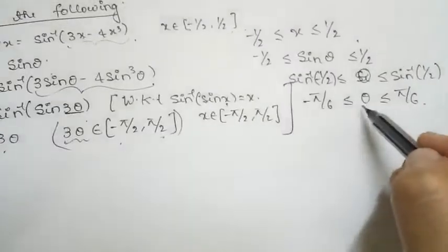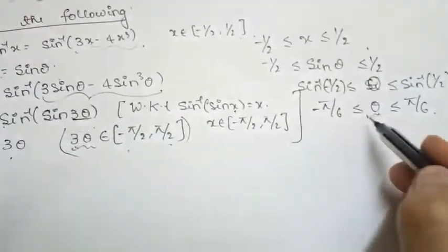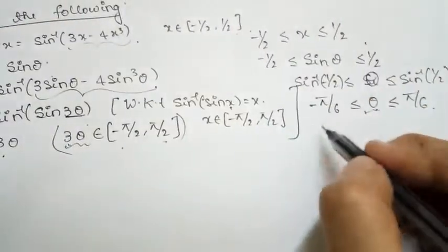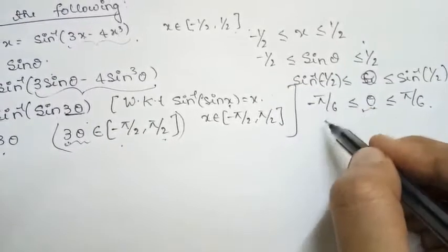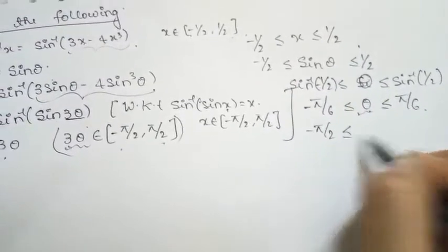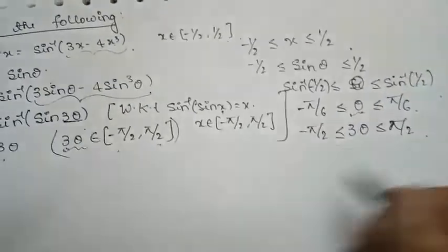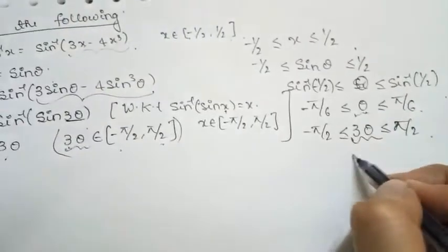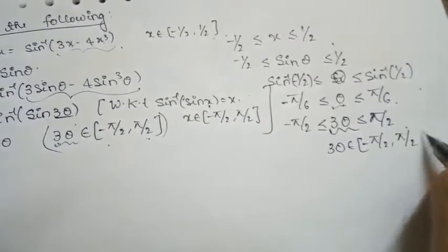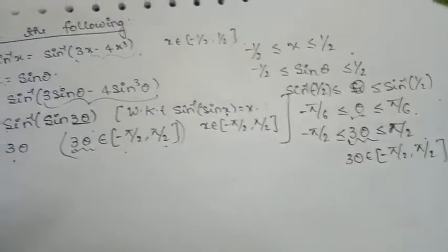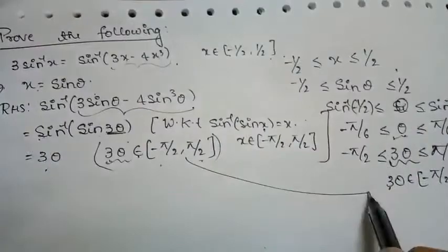But what we require, we are not at all interested in theta. We are interested in 3 theta. So I am multiplying the whole inequality by 3. If I multiply by 3, 3 ones are 3 and 3 twos are 6, that is, minus pi by 2 is less than or equal to 3 theta, less than or equal to again pi by 2. So you can see here our 3 theta is belonging to the closed interval minus pi by 2 to pi by 2. So clearly this is satisfied, this 3 theta is within that range.